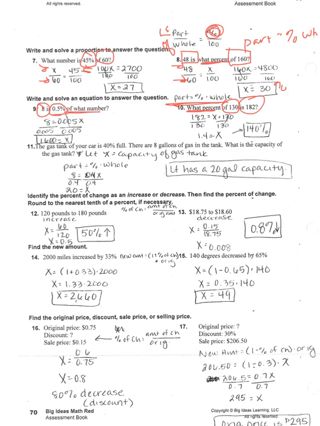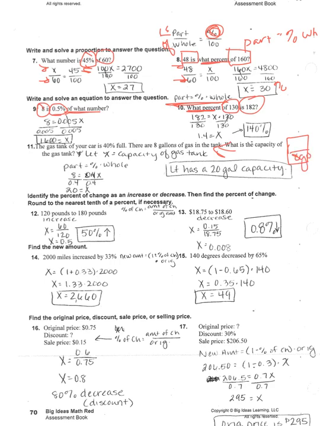Number 11 says the gas tank of your car is 40% full. There's 8 gallons of gas in the tank. What is the capacity of the gas tank? So we're looking for the capacity of the tank. That means, well, you have this entire tank. It has 8 gallons in it.